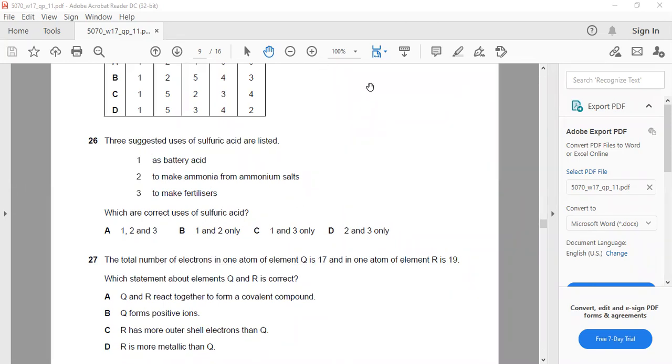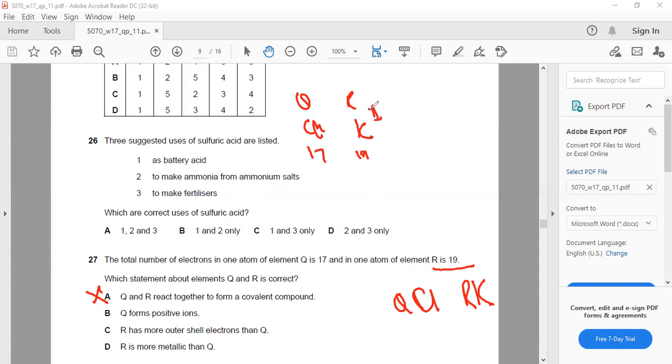Question 27. Total number of electrons in an atom of Q is 17. And one atom of R, that means Q is chlorine and R is potassium. Atomic number 19. So Q is chlorine and R is potassium. Atomic number 19. This is atomic number 17. Both form covalent compound, wrong. Ionic compound. Group 1, group 7.